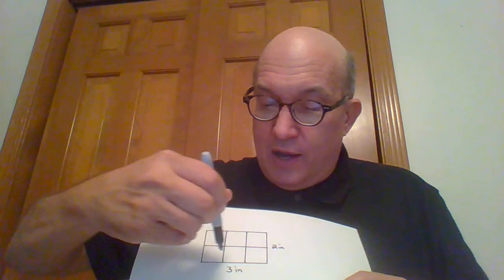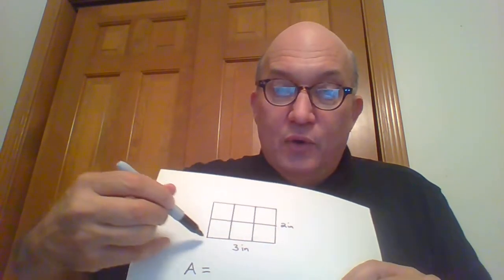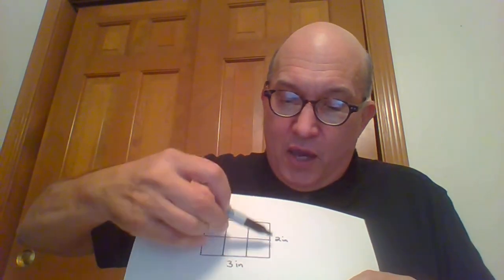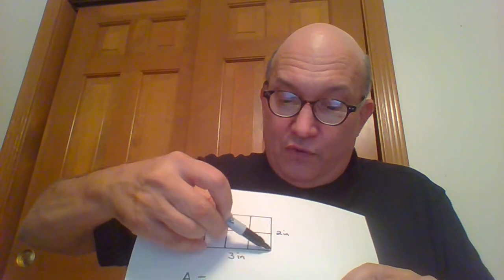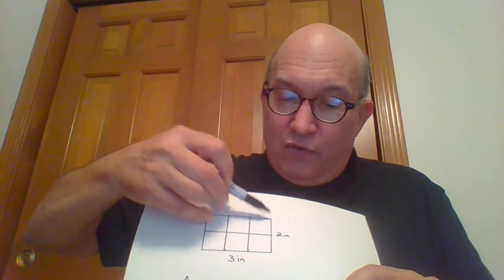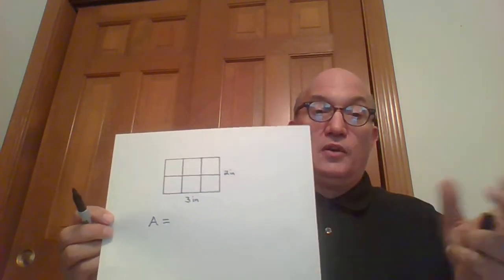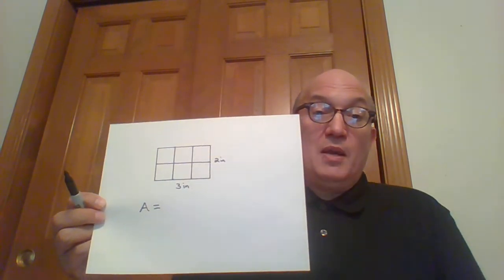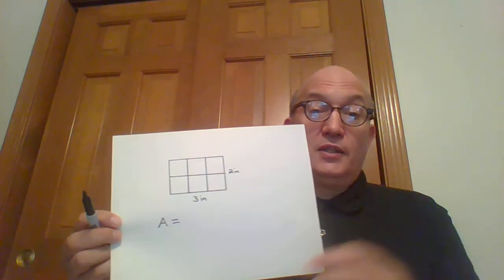See, across here, we have 3 inches. So this length here is 1 inch. This length is 1 inch. This length is 1 inch. Going up here, we have the width is 2 inches. This is 1 inch from here to here. And this is also 1 inch from here to here. All 6 of those squares have sides that are 1 inch long. Okay? And that's what we mean by a square inch. And there are 6 of them.